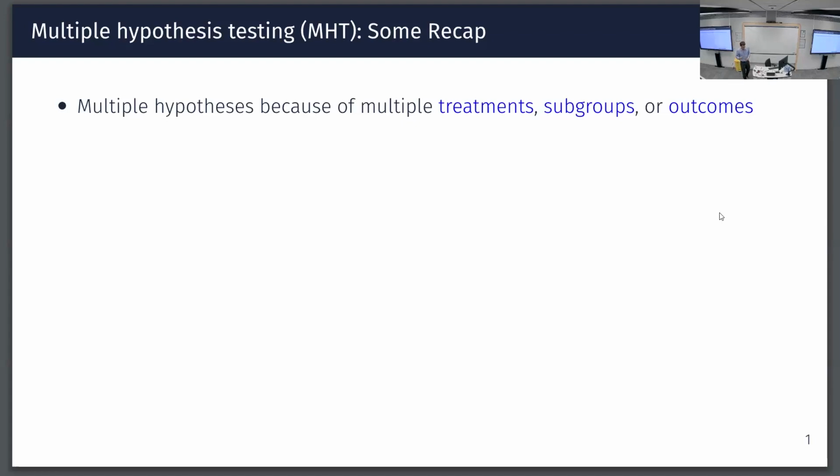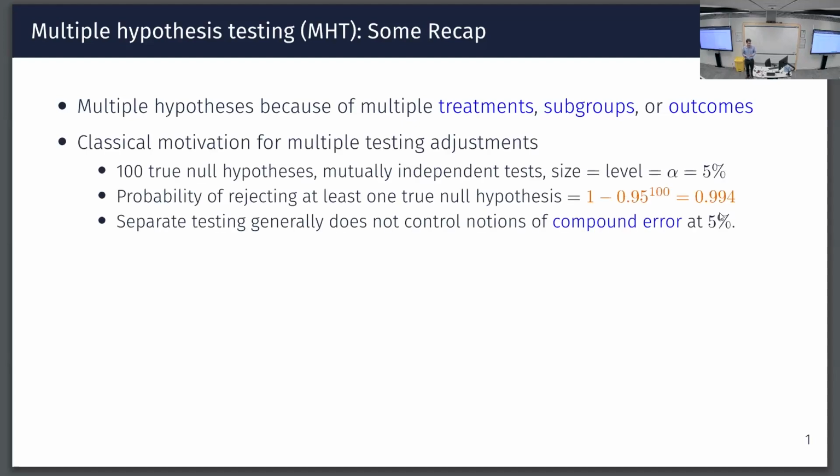When we think about multiple hypothesis testing, we typically think about three different dimensions. One dimension is testing the effect of a single treatment on multiple subgroups, for instance, the older and the younger individuals. Another dimension is testing the effect of multiple treatments. And the third dimension is testing the effect on multiple outcomes.